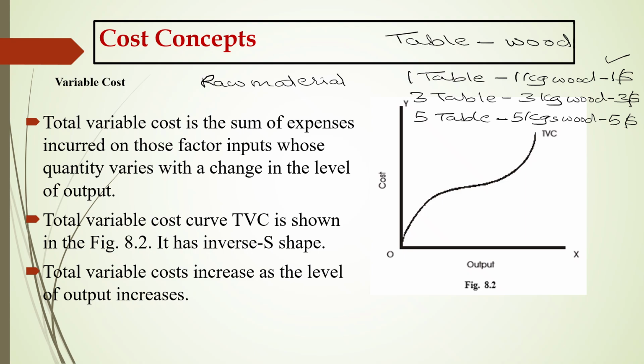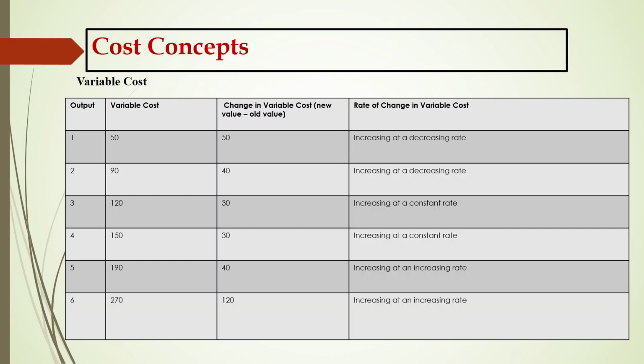Okay, so variable cost increases with the output. I hope this point is also clear to you. Now here we can see the explanation. You can see variable cost again explained in this table. When the output is 1, variable cost is 50. When the output increases to 2, variable cost also increases to 90.